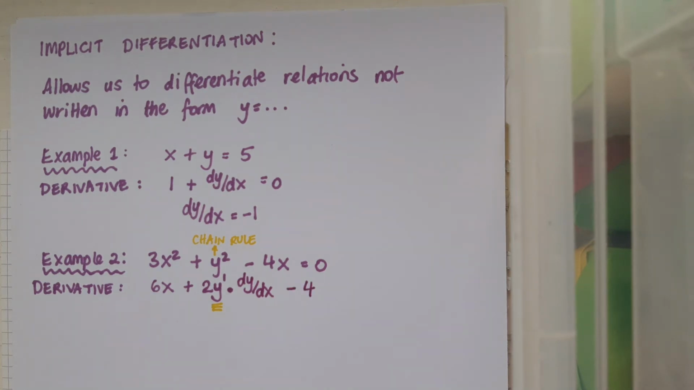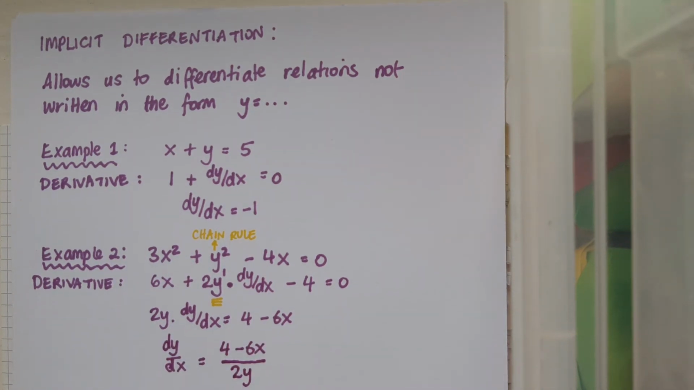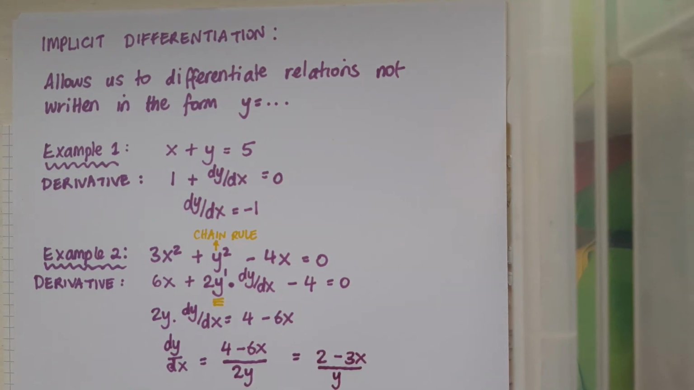I differentiate the minus 4x and I get minus 4, and 0 just differentiates as 0. And now I just need to get dy dx is equal to. So getting the 2y dy dx term by itself, first of all, that's equal to 4 minus 6x. And then I'll write dy dx equals 4 minus 6x over 2y. And if you like at this stage, you can simplify a little bit to give 2 minus 3x over y.